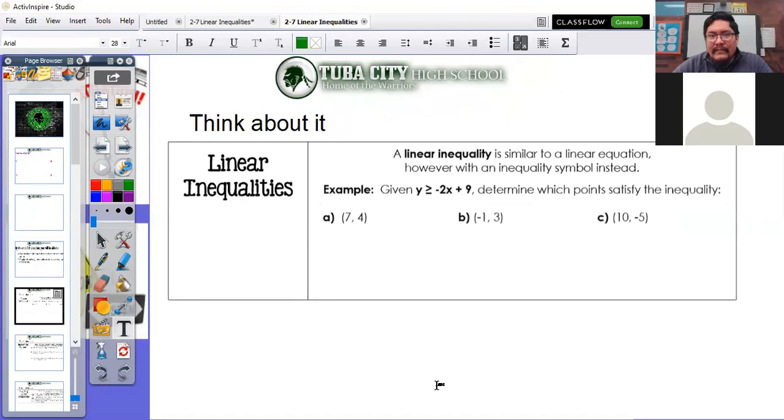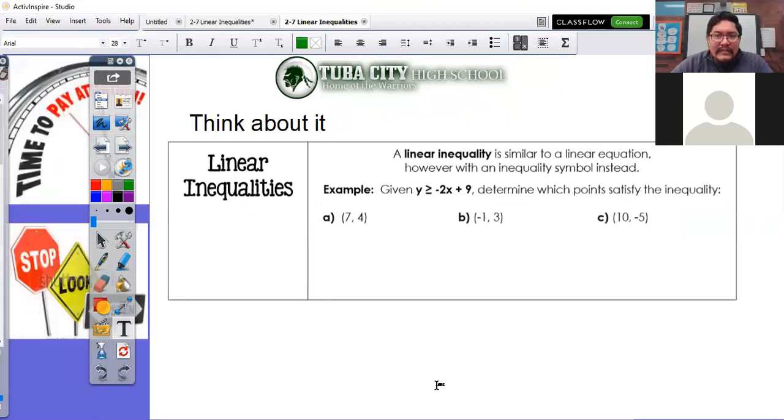Well, think about it. A linear inequality is similar to a linear equation, but we use the inequality symbol instead. So if I have something like this, this is a linear formula. It's got the y, the equals, the mx, and the plus b. Remember that this math, in order to be true, has to be open towards the bigger number.